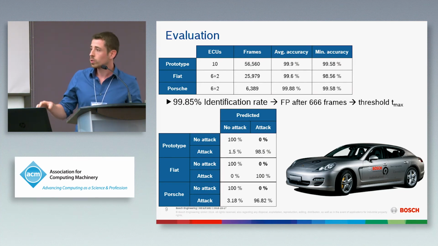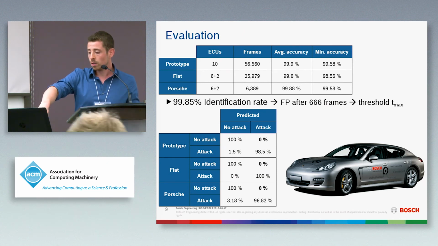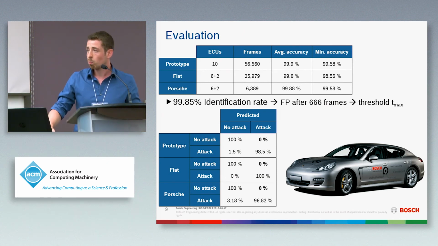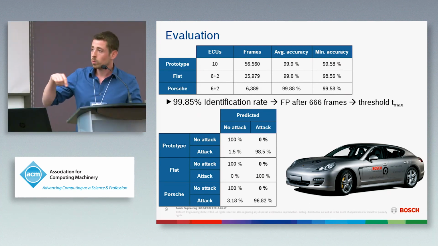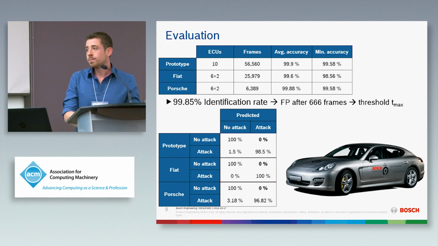Here we don't have any intrusions. The intrusions were in the table below. Here we use the two additionally equipped ECUs to send forged frames for the Fiat and for the Porsche. And in the prototype, we were able to control all ECUs. And so the accuracy? The accuracy is just identification. So we just observed the bus and checked if we identified the received frame right. Oh, okay. Thanks. Welcome.